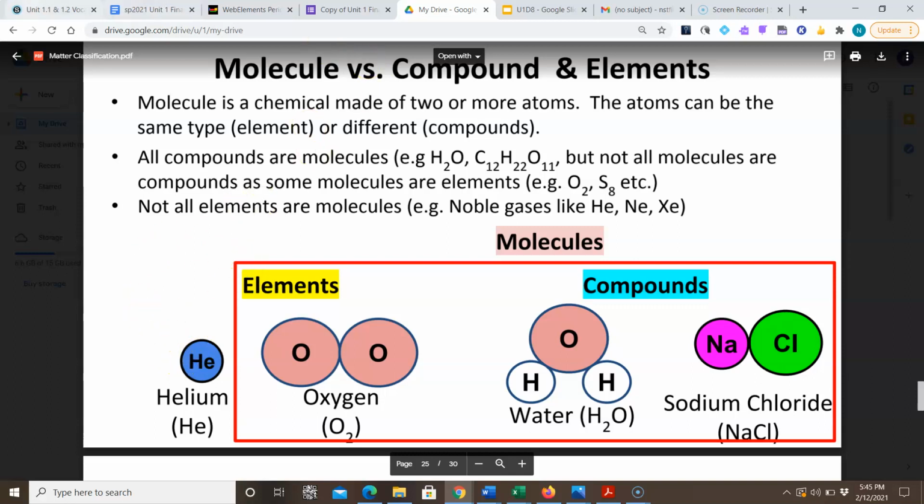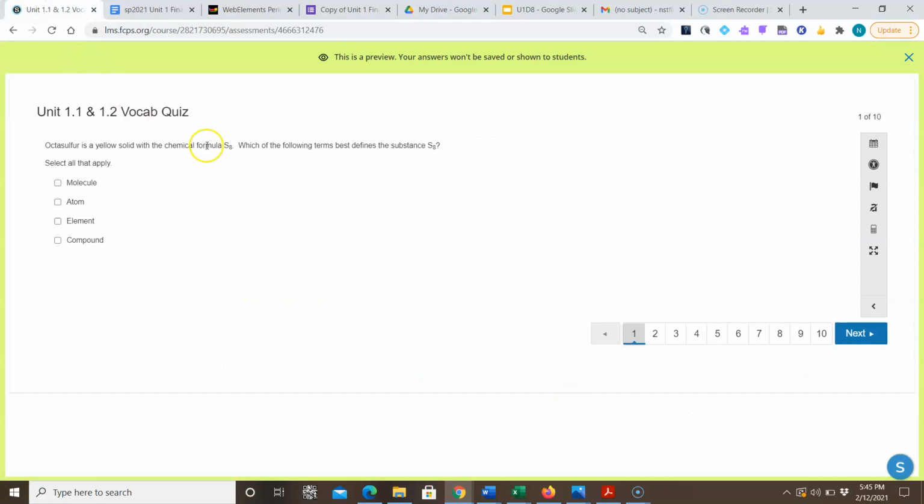So if you go back to that quiz, you can see here you have S8. So how many atoms do you have? Are they the same type of atoms? Are they different types? And you can use that to help you answer that question.